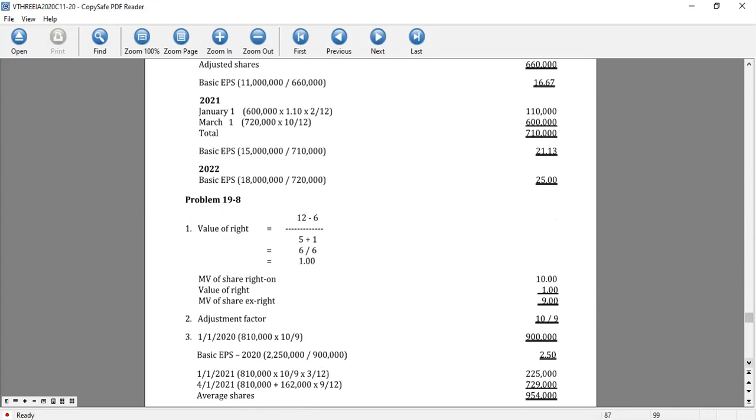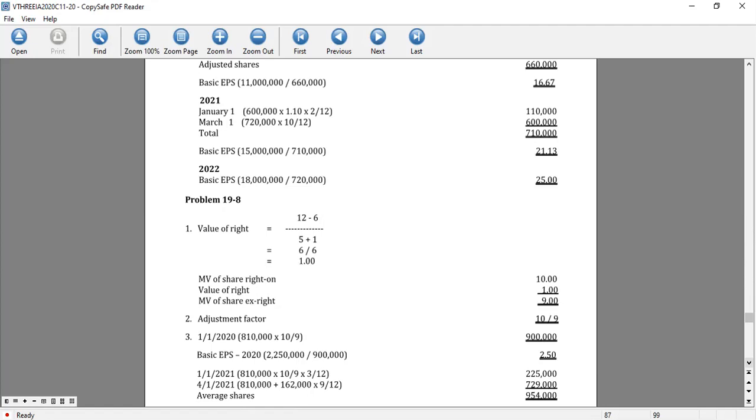Next, we go to 19-8, compute for the theoretical value of share ex right. Then compute the adjustment factor and the basic earnings per share for 2020 and 2021. Now, the company offered existing shareholders a rights issue of 145 shares at the price of 6 per share to be exercised on April 1, 2021. The market value of share was 12 pesos on that date. On January 1, 2020, there are 810,000 ordinary shares outstanding.